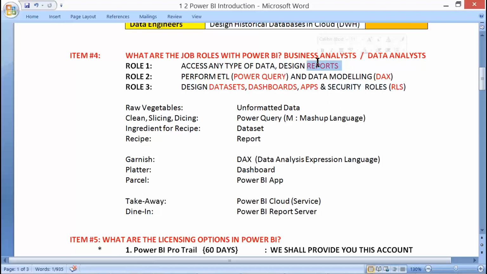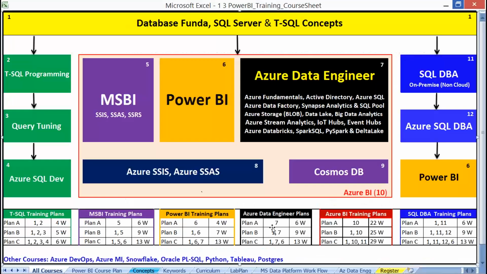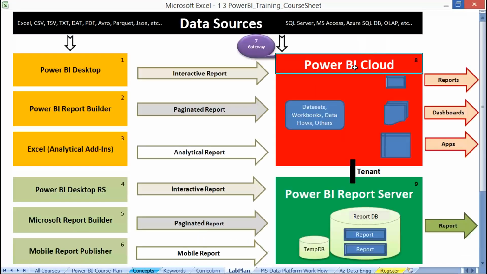These reports can be accessible in cloud or report server. Back, either cloud, red box number 8, or report server, green box number 9. With this information, now what's the difference between each of these reports?